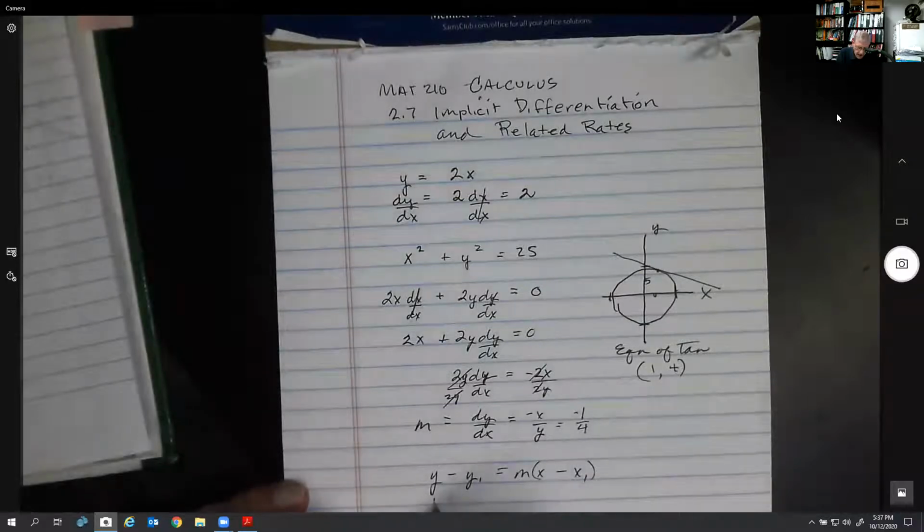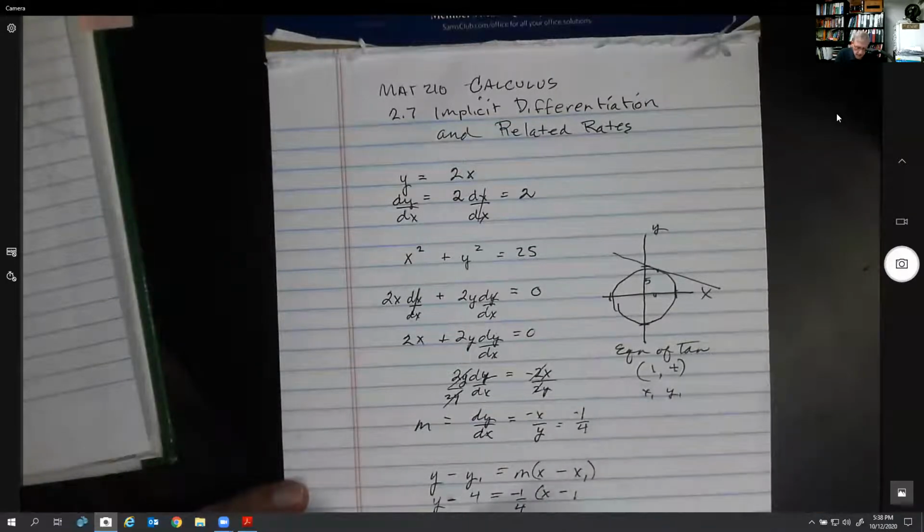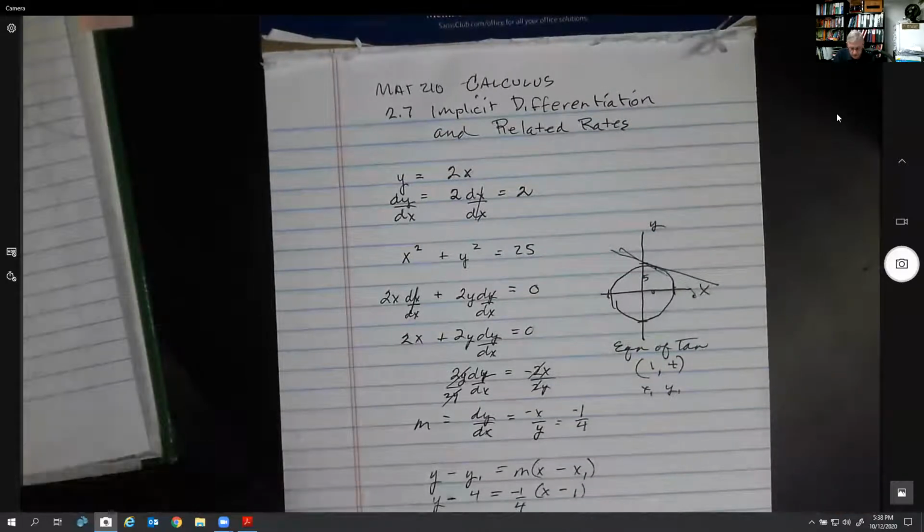So I'm going to have y minus y sub 1, which is 4, equals m, which is negative 1/4, times x minus x sub 1, x1, y1. So I'm just going to solve this. y minus 4 equals negative 1/4 x plus 1/4. And I bring over the 4. So my equation of y would be negative 1/4 x, this tangent line, plus 4 and a fourth.